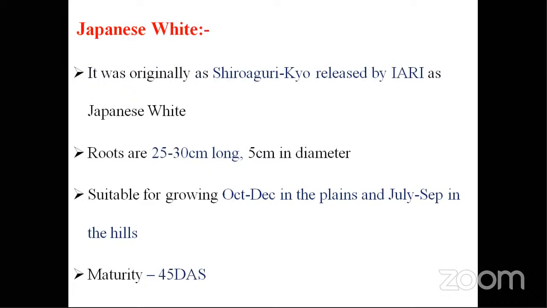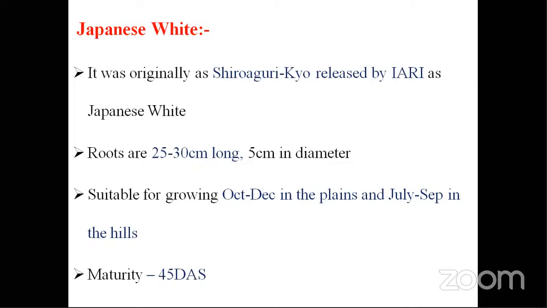Next is Japanese white. So it is originally known as Shiragu Kayo, released by IARI as a Japanese white. So they have bought this Japanese white. After the adaptation, after the selection, they have released it as Japanese white. The roots are generally 25 to 30 centimeters long. This is not so important.